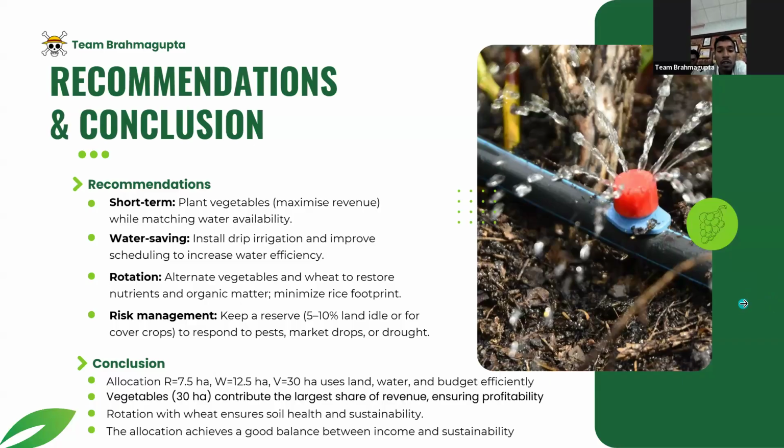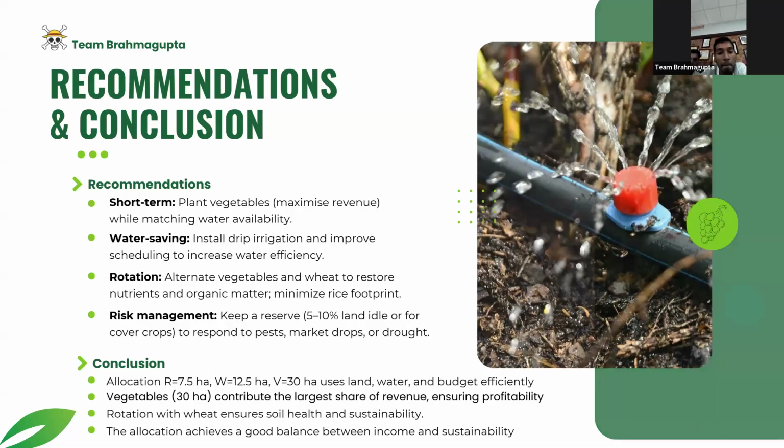In conclusion, we can say that if we allocate 7.5 hectares for rice, 12.5 hectares for wheat, and 30 hectares for vegetables, we can get the most budget-efficient method to grow all three of these with the help of very little water. Thank you.